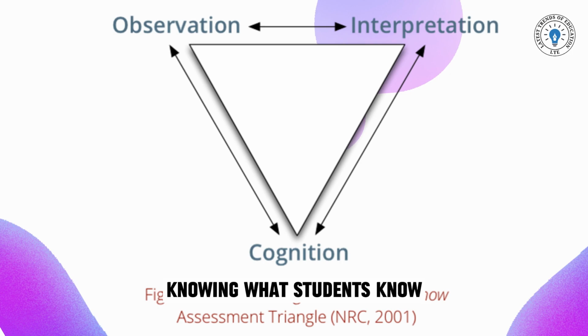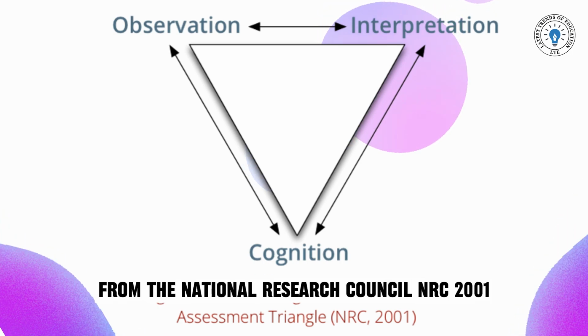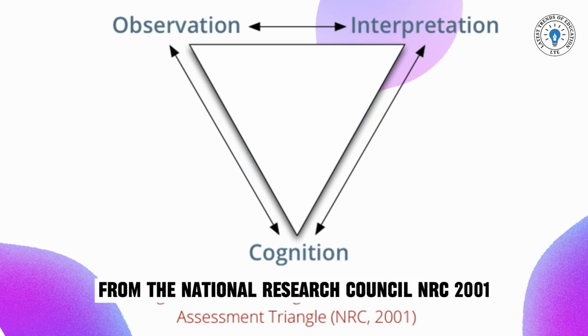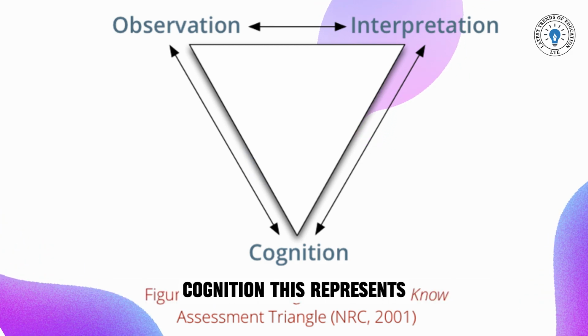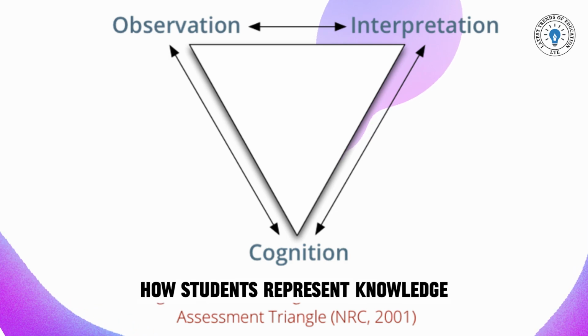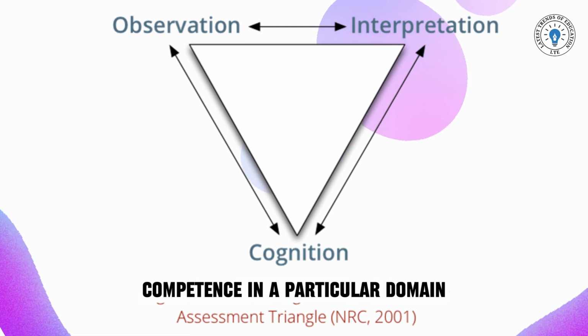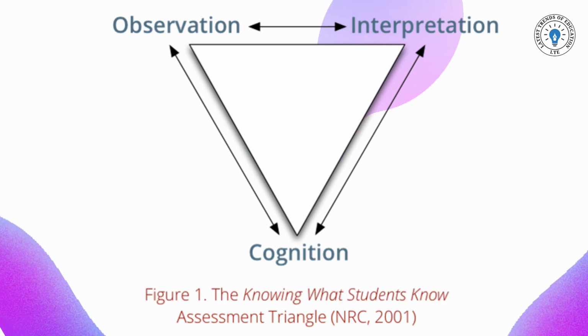Knowing What Students Know assessment triangle from the National Research Council, NRC, 2001. The triangle has three vertices. Cognition, this represents the model of how students represent knowledge and develop competence in a particular domain.